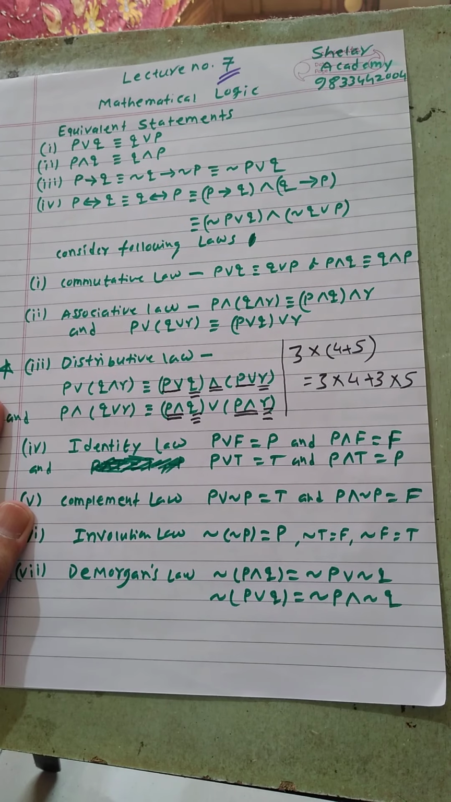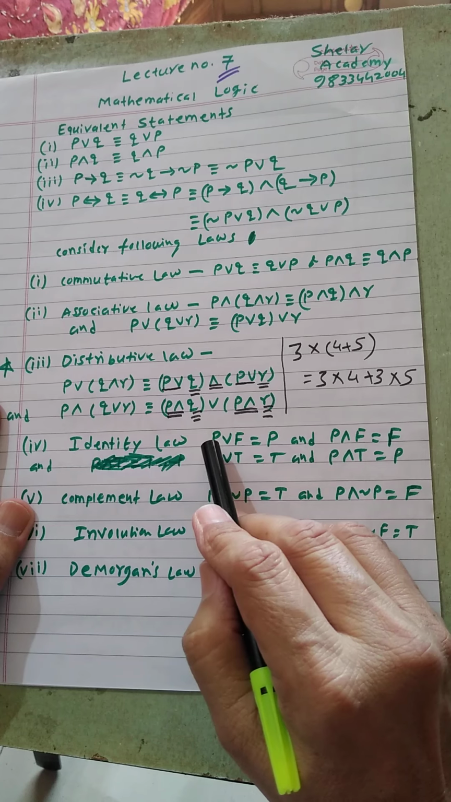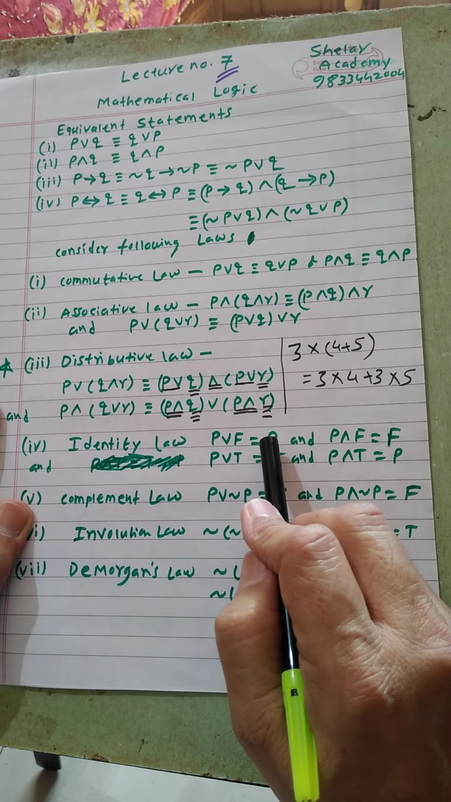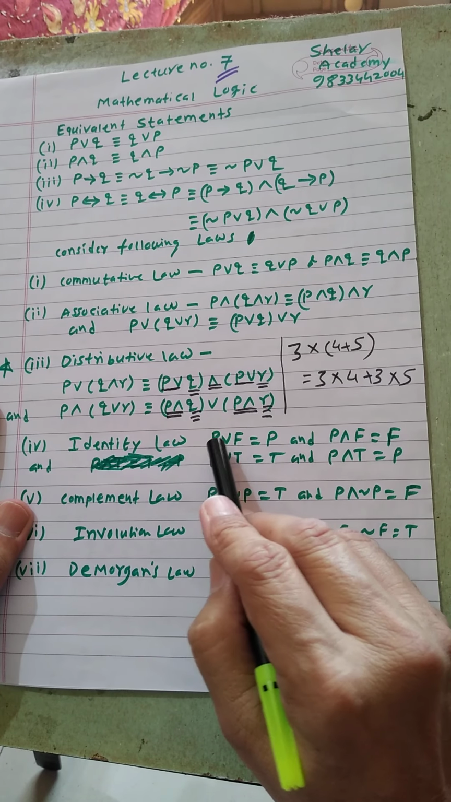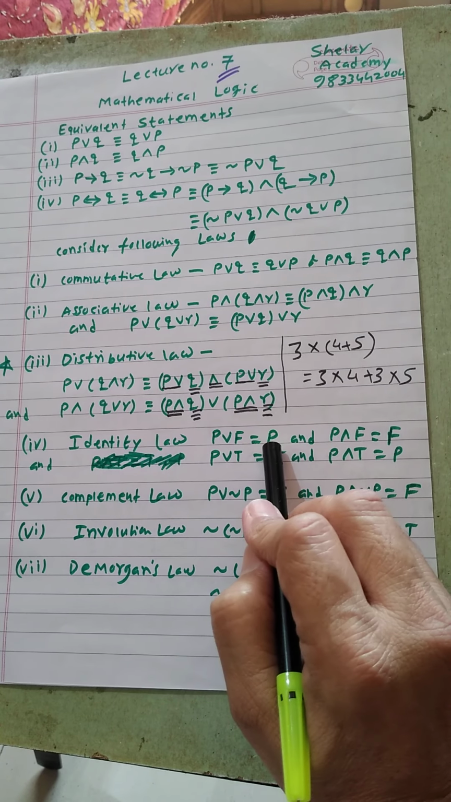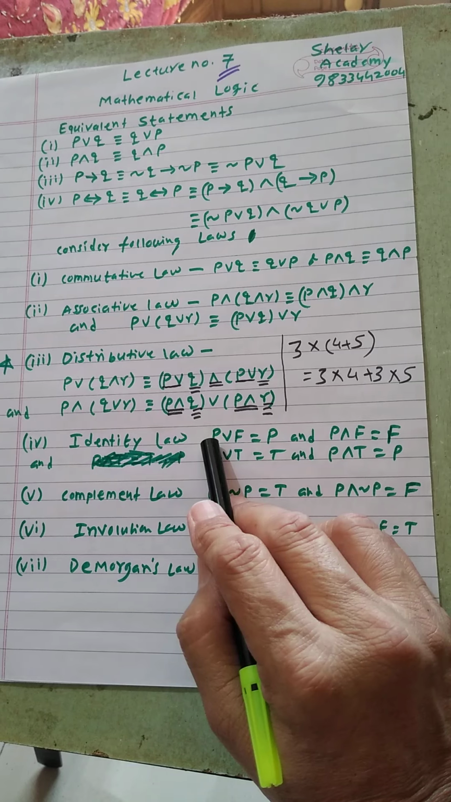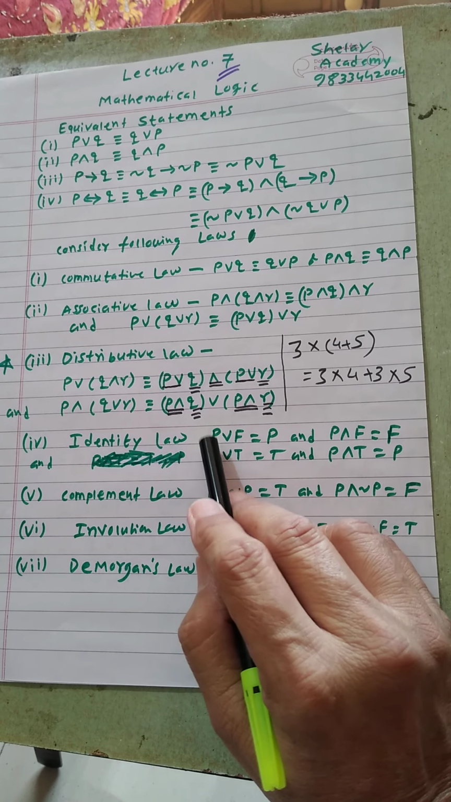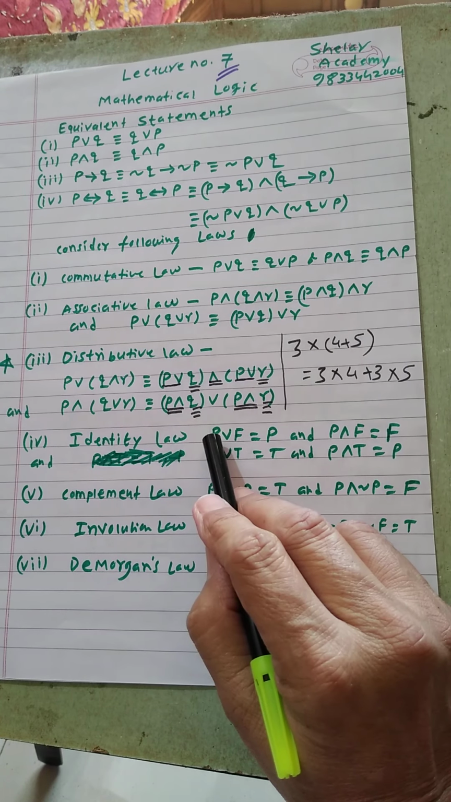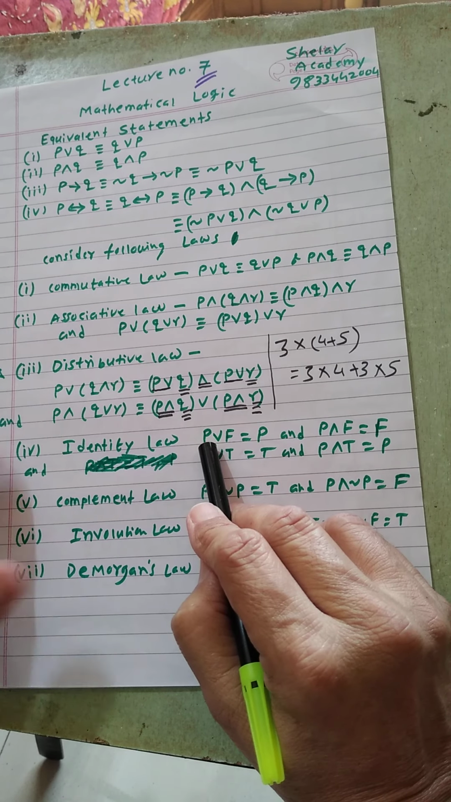Now identity law, P or F is equal to P. Suppose P is true. Then true or false is equal to true. False or false is equal to false. Therefore, P or F is equal to P. It depends upon P. Or as I told you, consider P as 1, then 1 plus 0 is equal to 1. If P is 0, 0 plus 0 is equal to 0. It means it depends upon P.